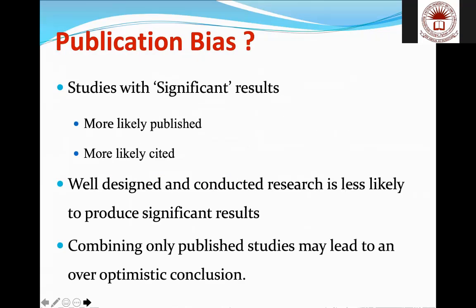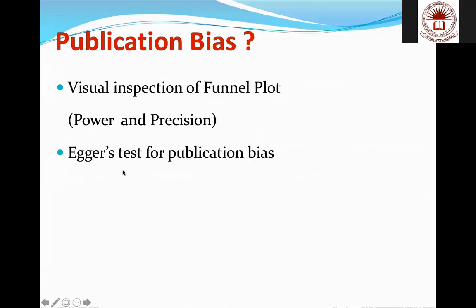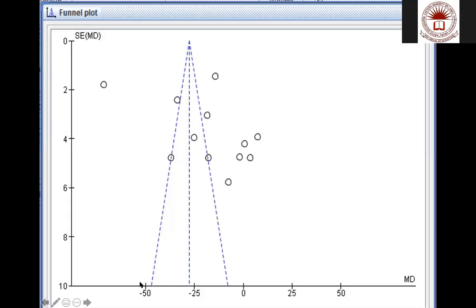Publication bias also we went through. I checked the Rev-Man software. Unfortunately, there is no method for you to calculate the Egger's test, so that will require different software. In the Rev-Man software, it is basically visual inspection. You look at the funnel plot and it should be symmetrically distributed between either side of this line.